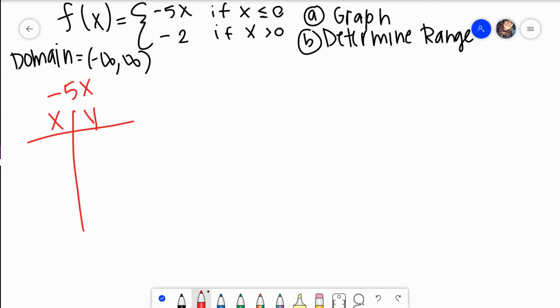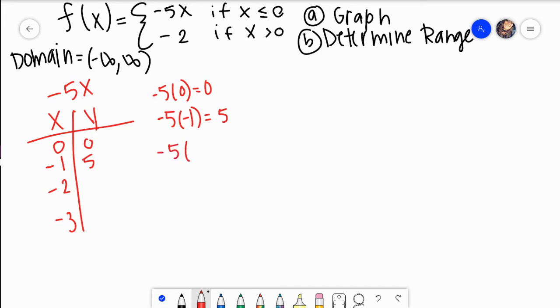If you look at our condition, it says x is less than or equal to 0. So I know that my x values are less than or equal to 0. Okay, so if I actually plug these in, what I get is negative 5 times 0 equals 0. Negative 5 times a negative 1. 5 times 1 is 5. Signs are the same, so it's positive.